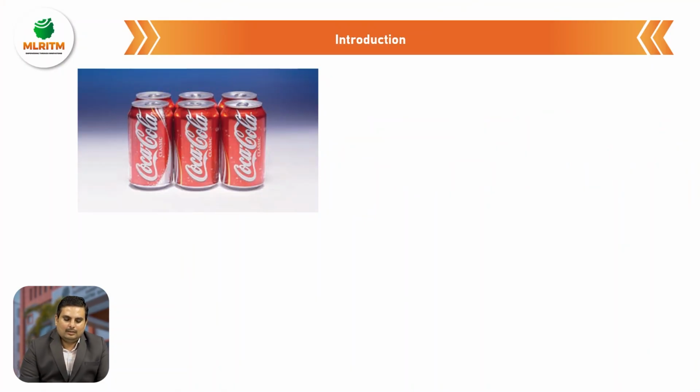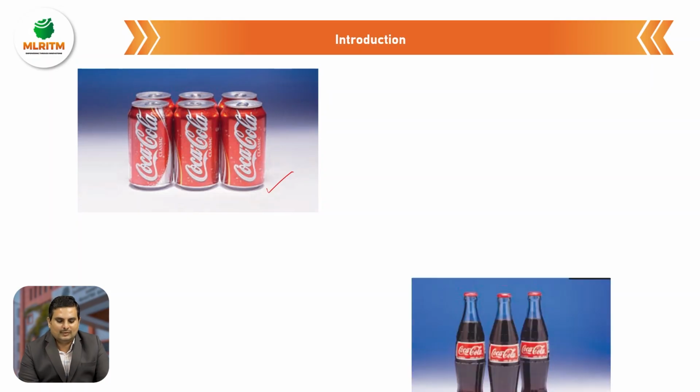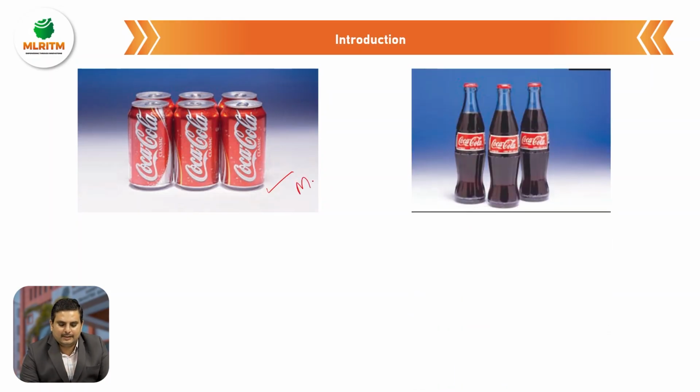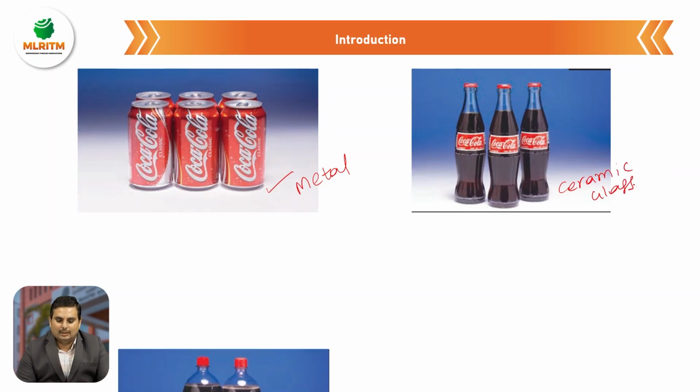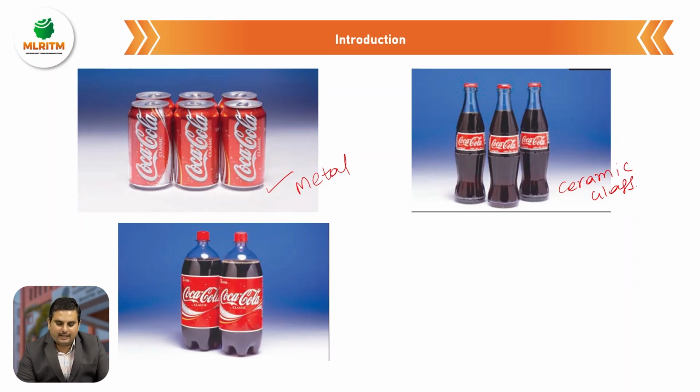There are, for example, as you see here, a beverage stored in this can, which is made of steel. Otherwise, it can be stored using aluminum, which means it is metal. Whereas here, the same beverage we are storing in ceramic, glass we are using. And the same beverage we are storing in a plastic bottle.